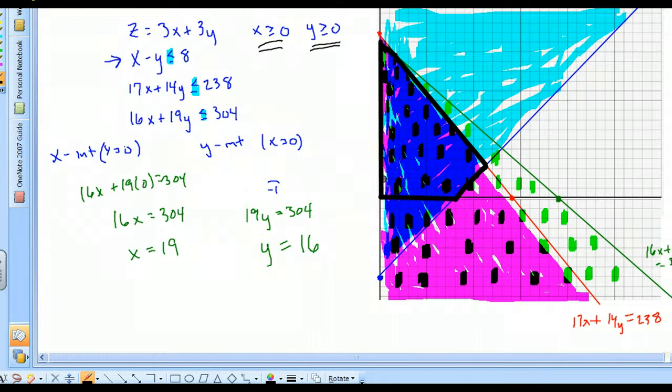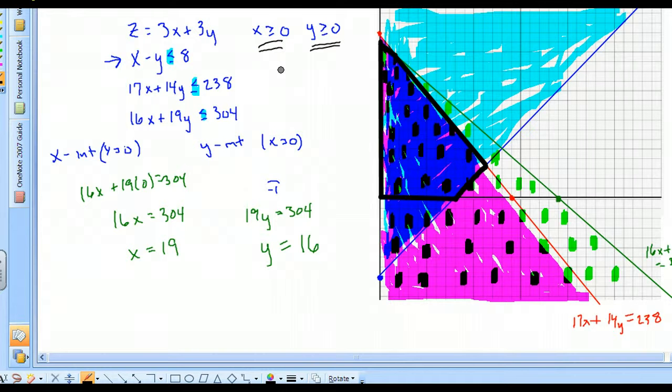So there's my region. That's the region that satisfies all parts of this, including this part. Again, the only reason I included all this stuff down here was because of that y-intercept that we needed to graph this first line. But there is the boundary that satisfies all parts of these constraints.